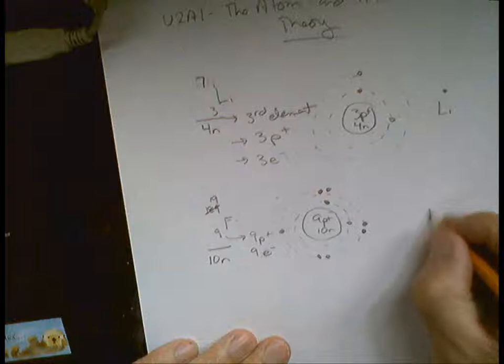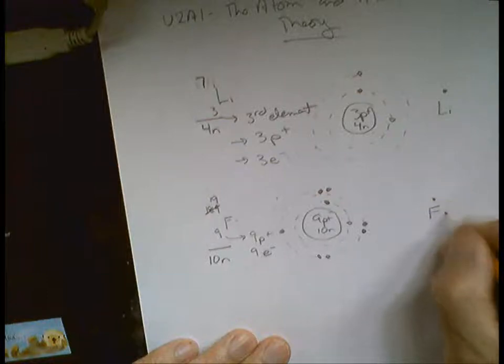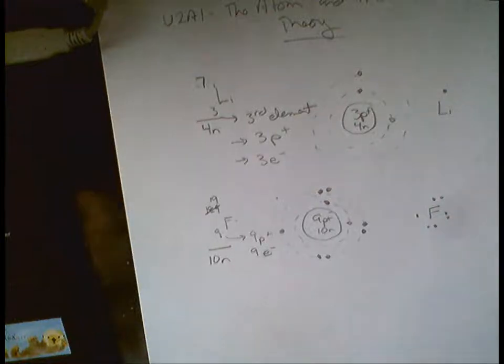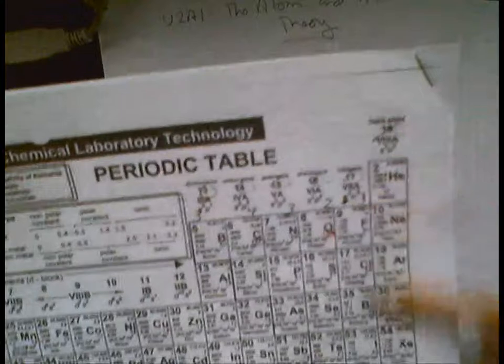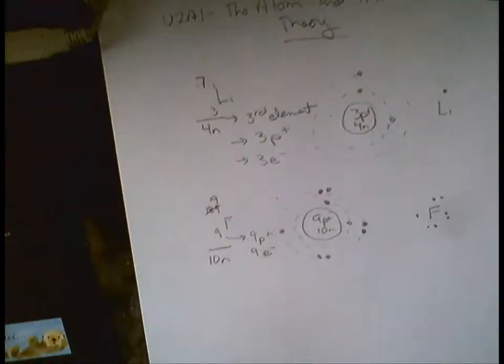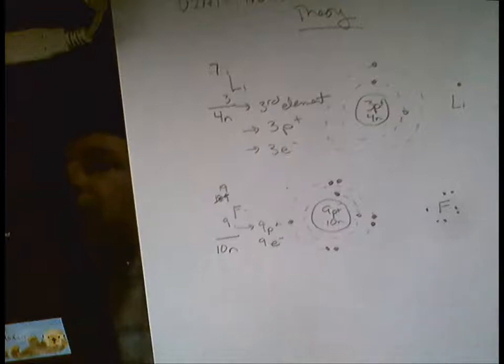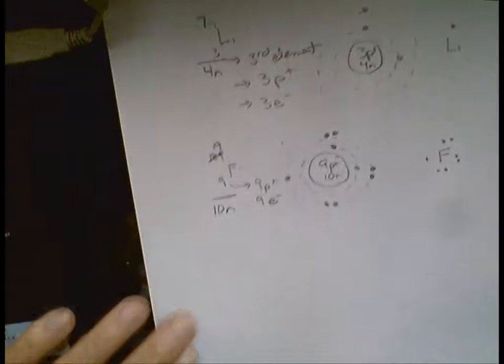What would my Lewis dot diagram look like? 1, 2, 3, 4, 5, 6, 7, because fluorine is in the 7th column. Some of this information may not be important. I'm trying to give you a full picture with some background, but you should know how to get your protons, neutrons, and electrons.